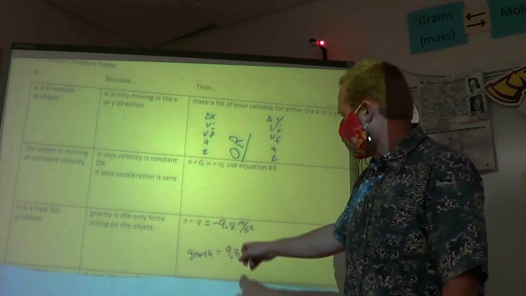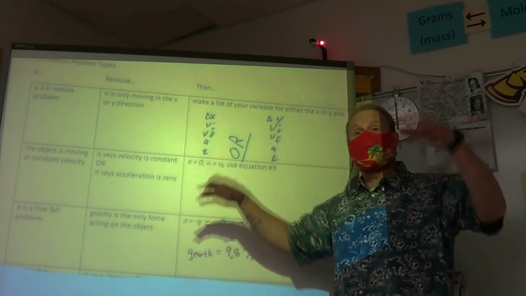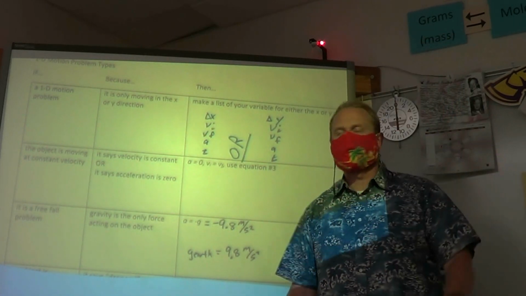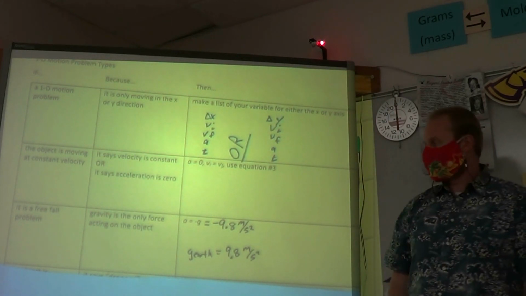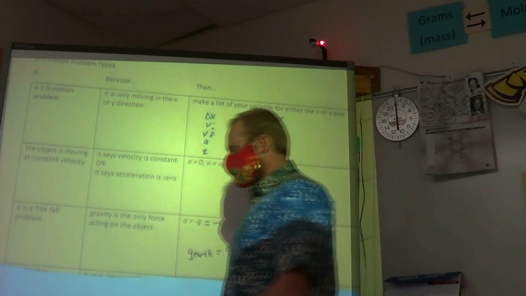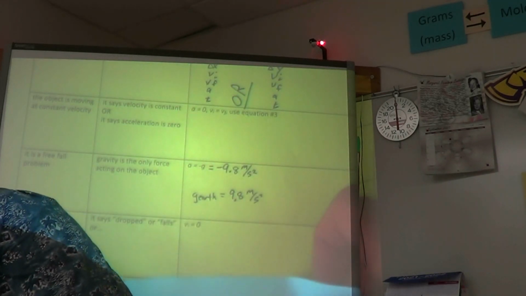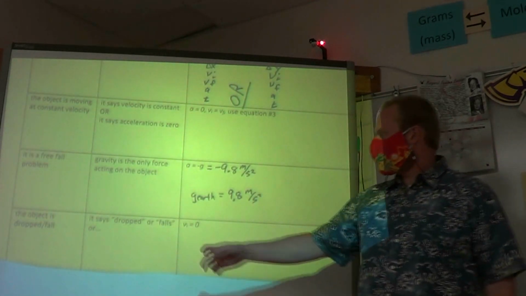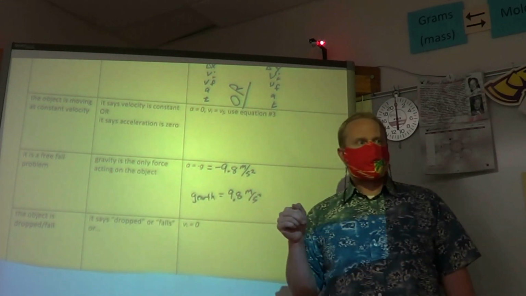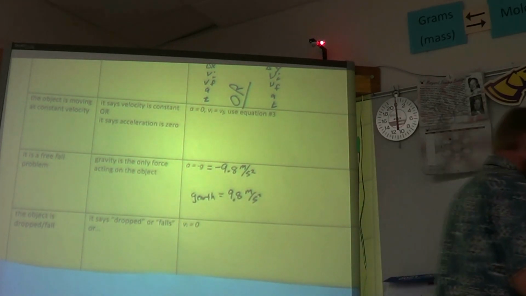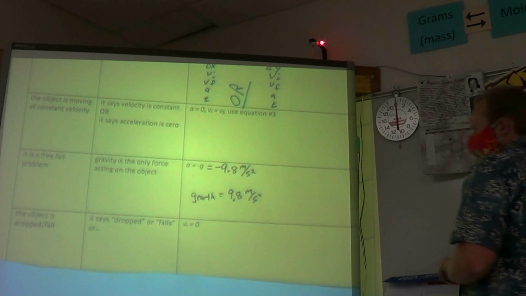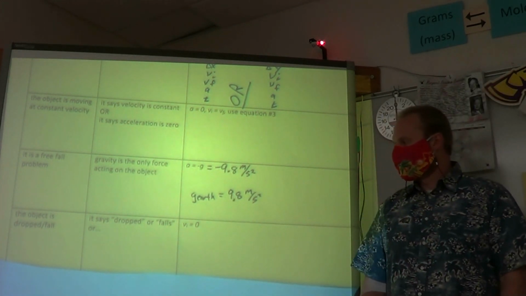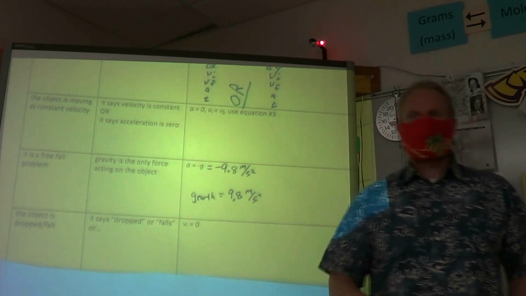What's that negative telling me? It's going down. It's accelerating downwards. Not that it's moving downwards per se, but gravity is causing it to accelerate towards the Earth. Is this an object that is dropped or falls? Does it say something is dropped, or something falls? Yes, it says an apple falls on Sir Isaac Newton's head. So my initial velocity is going to be 0. That's where we're stopping right now, because we haven't talked about max height problems yet.